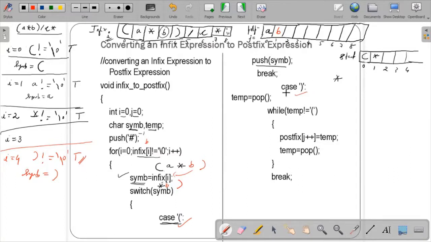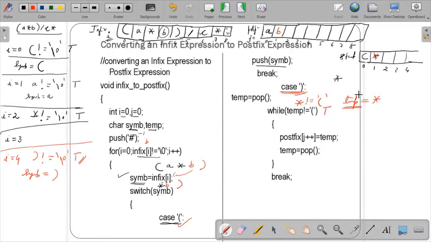Now it will go to this particular case. So what is it doing? Temp equal to pop. When it says temp equal to pop, where exactly will it be popped from? It will be popped from the stack and stored in the temporary variable, so the star will be located in temp. Now we'll check while temp not equal to opening bracket. Yes, temp is having star and this is the opening bracket, both are not equal. It is true. If it is true, postfix of j plus plus is equal to temp.